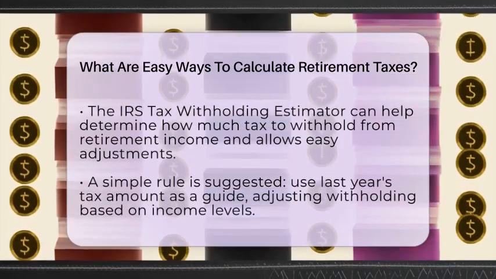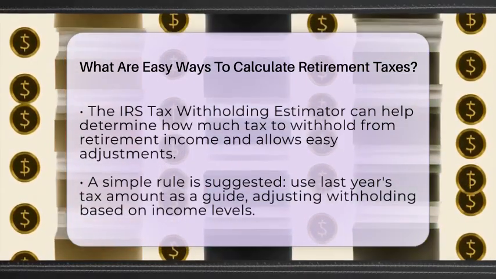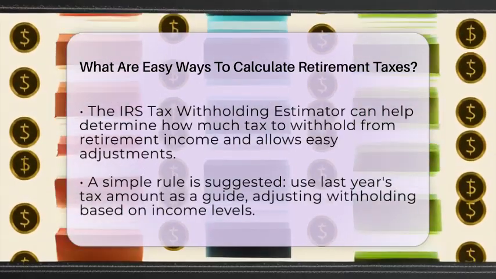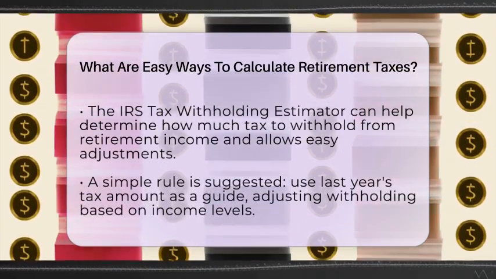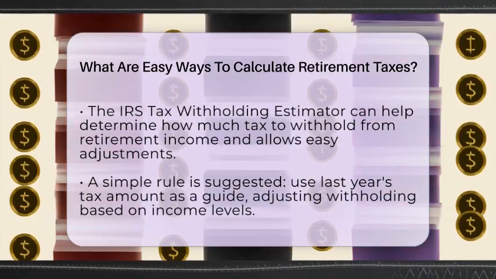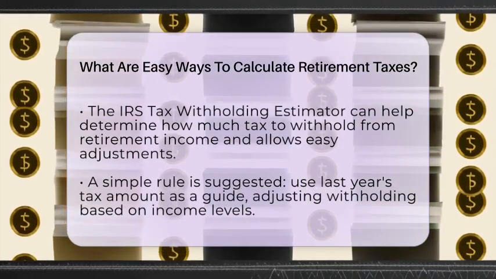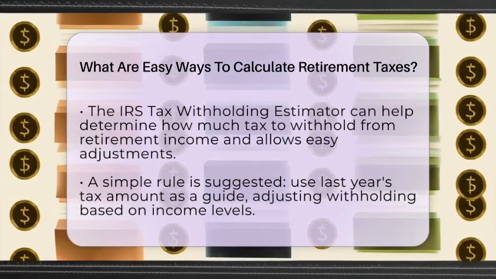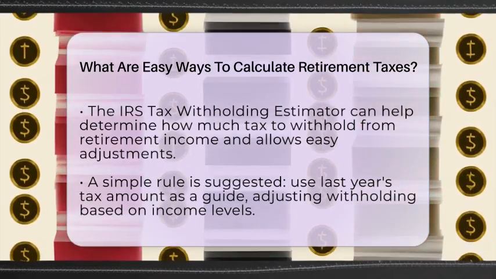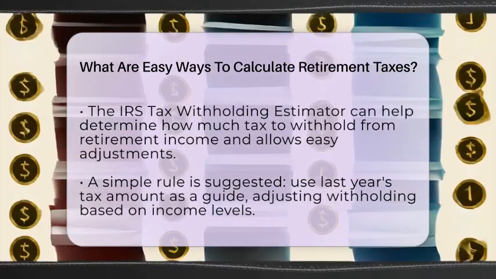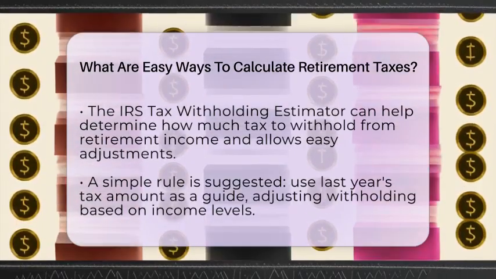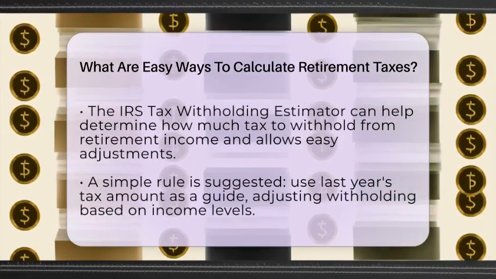the tool provides. If your income stays consistent from year to year, you can also consider using last year's tax amount as a guide. For example, if your adjusted gross income was under $150,000, you might withhold the same amount this year. If it was higher, you might want to withhold about 110% of last year's tax. This simple rule helps you avoid recalculating every year and keeps your planning steady.